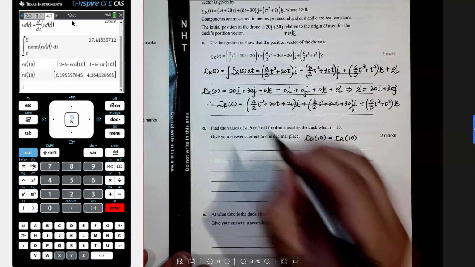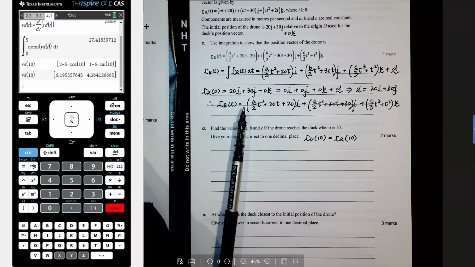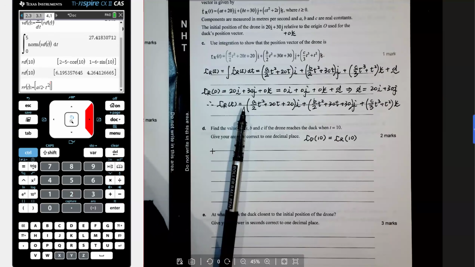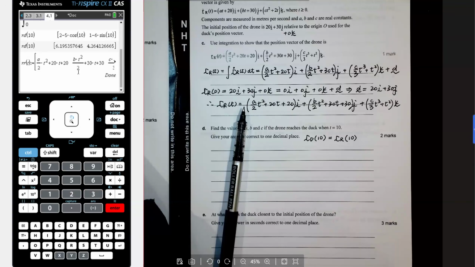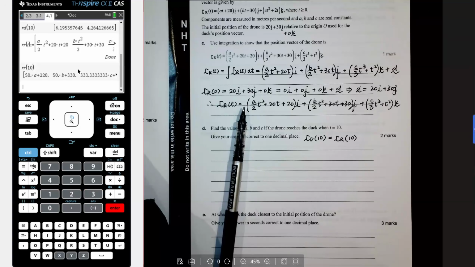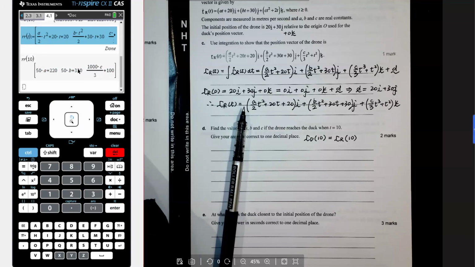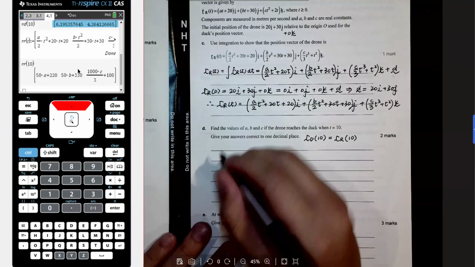So if I have, let's say, RR of t is assigned to (a/2)t squared plus 20t plus 20, comma, (b t squared)/2 plus 30t plus 30, comma, (c t to the power 3)/3 plus t squared. Should have everything. And RR of 10. Okay, something along this line. Just compare them.